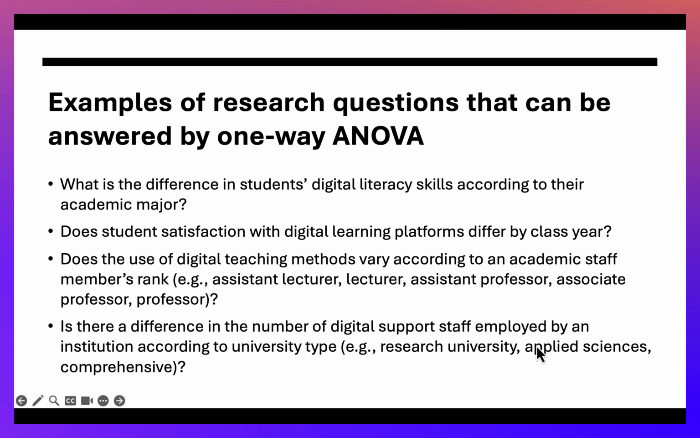And we could look at, maybe with a one-way ANOVA, whether or not there's a difference according to university type. Ethiopia now has this differentiation strategy where the Ministry of Education has designated some universities as research, some as applied sciences, and some as comprehensive. So we could look at whether university type is associated with the investment in supporting and deploying digitalization in those different contexts.